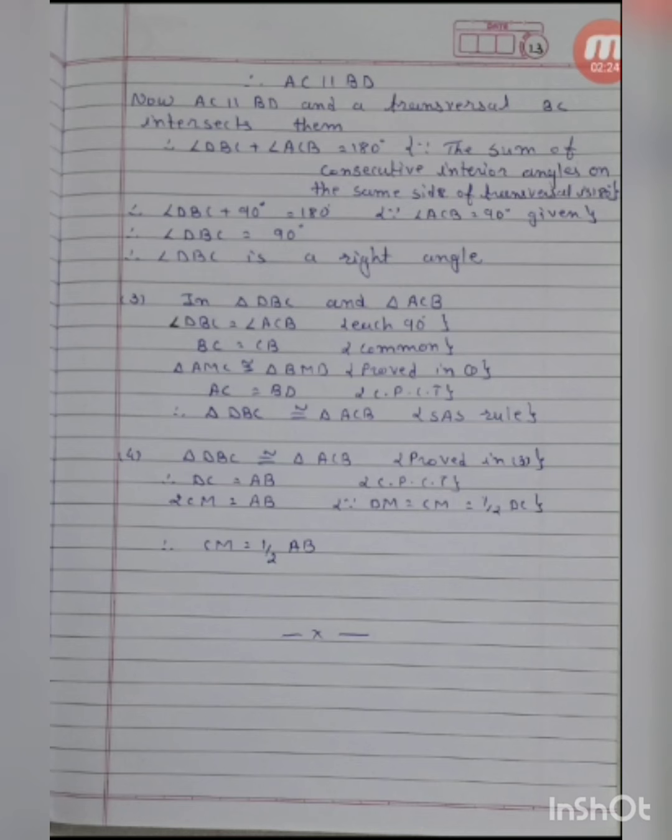But CM is equal to 1/2 DC. So we can write 2CM is equal to AB. So CM is equal to 1/2 AB. Thus we completed exercise 7.1.